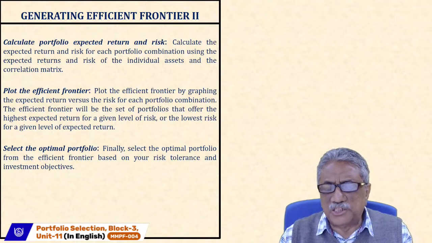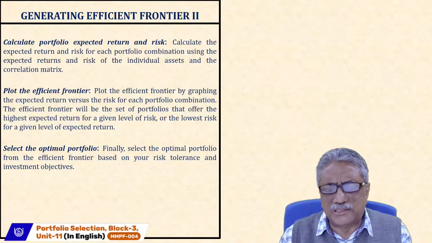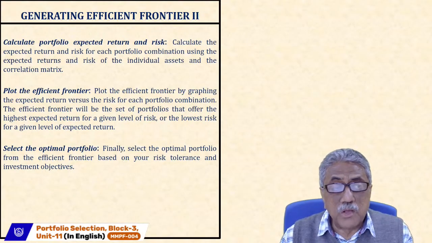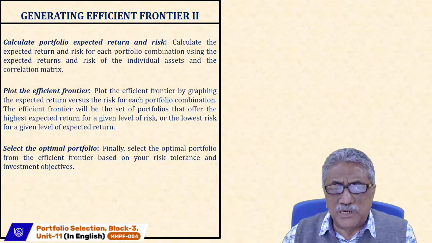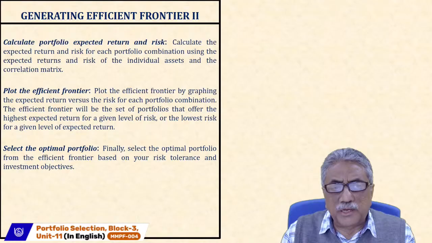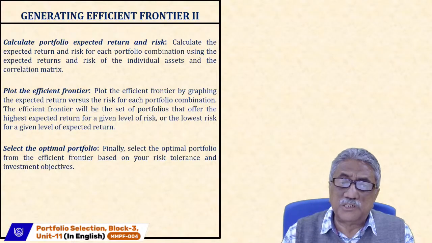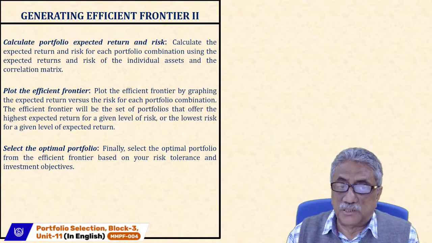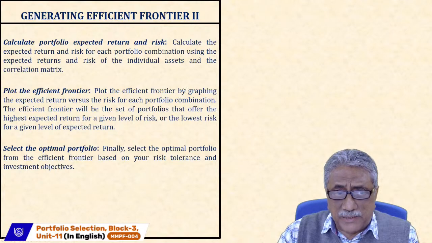Okay, that is the correlation matrix. How it is correlated with that movement is important for you. Plot the efficient frontier. If you start plotting these movements on graph paper, plot the efficient frontier by graphing the expected return versus the risk for each portfolio combination.